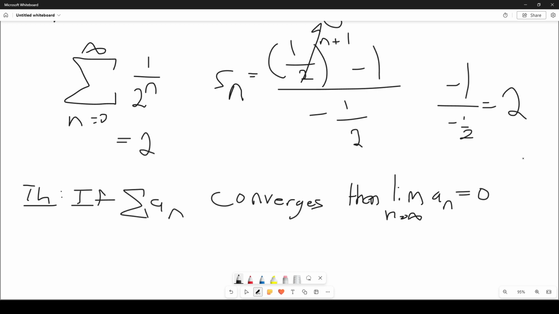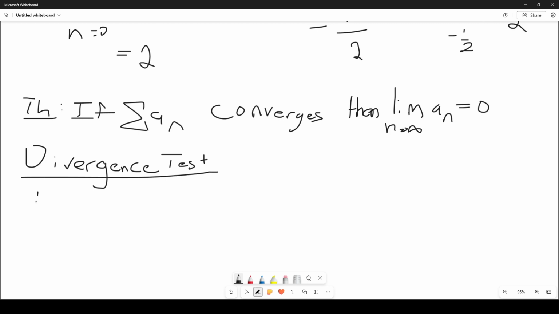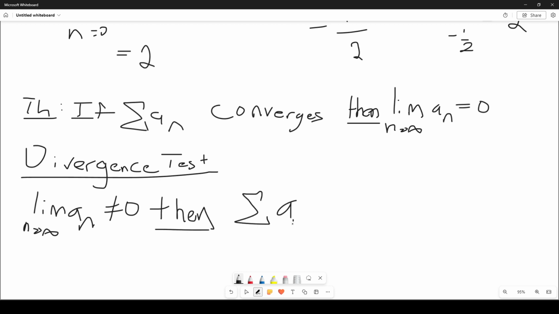I think a more helpful version of this is something that we like to call the divergence test, which will be the first of many tests you might learn to find the divergence or convergence of a series. The divergence test. The divergence test is actually the contrapositive of this statement, which says if the limit as n approaches infinity of a sub n does not equal 0, then the sum a sub n diverges.